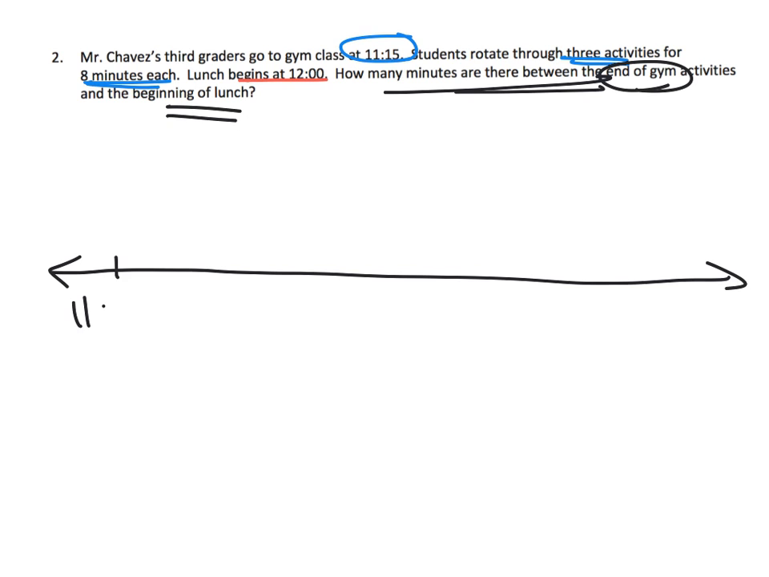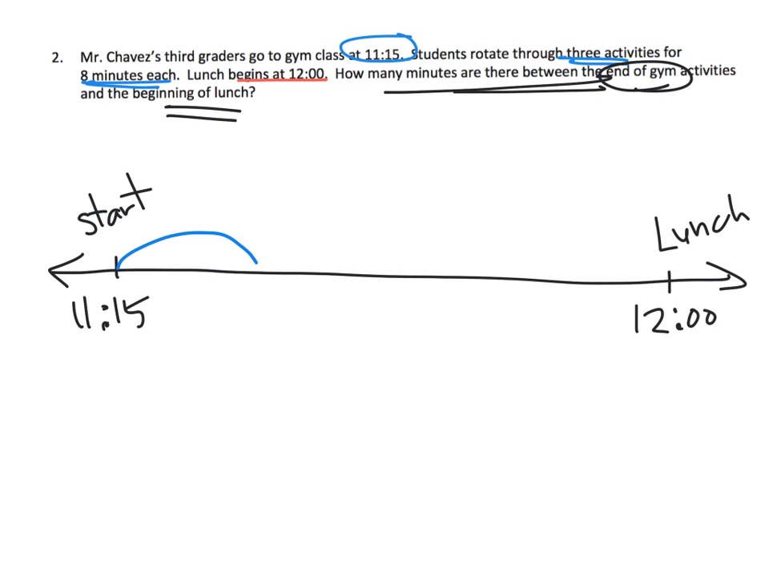So we're going to start way down here at 11:15. This is the start of gym class. And we know way over here is 12 o'clock, and that's the start of lunch. And we're supposed to see 3 activities at 8 minutes each. So let's do 1 activity of 8 minutes. So where does that put us? Well, that puts us somewhere. And then we have another activity of 8 minutes, and that puts us here. And then we have our 3rd and final activity of 8 minutes, and that puts us here.